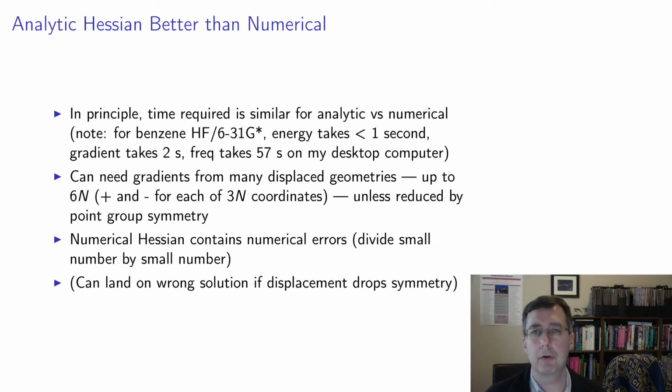So typically, if you are doing numerical approximations, you want to crank up the convergence on your energy or gradient to make sure you have a lot of digits to work with when you're trying to do this delta y over delta x type approximation.